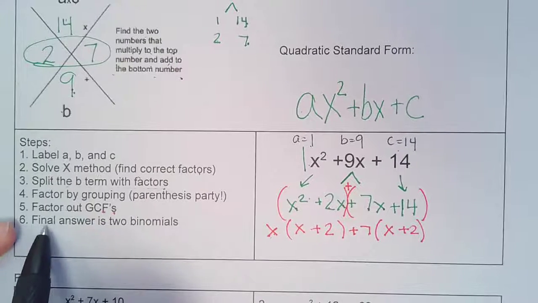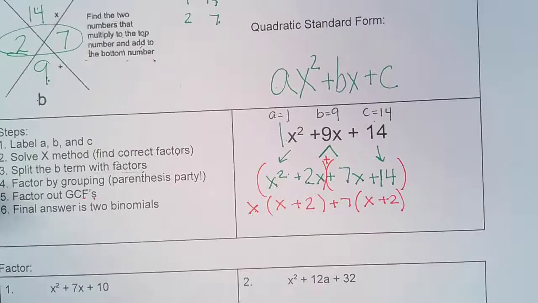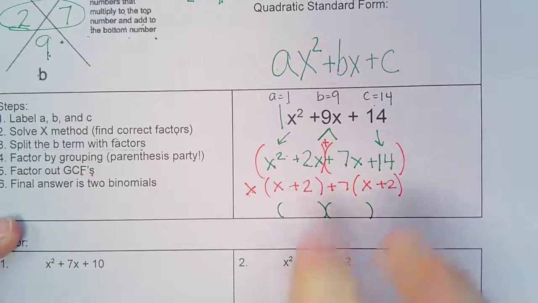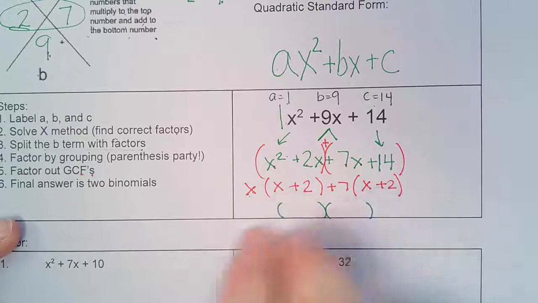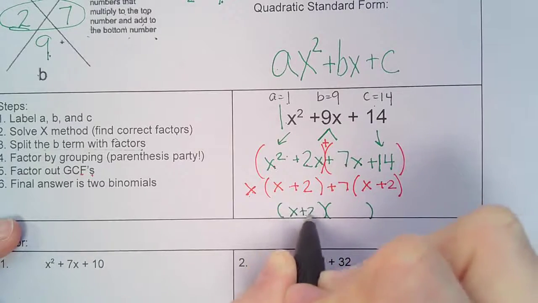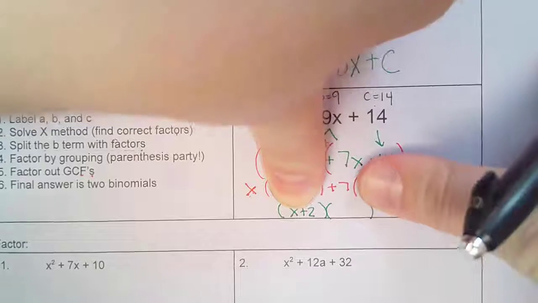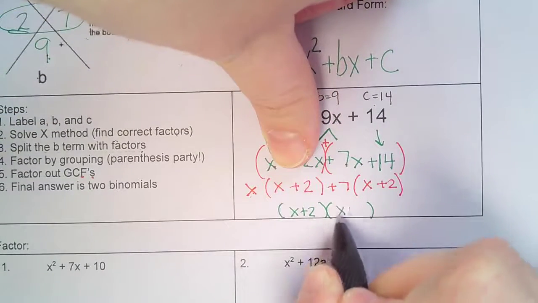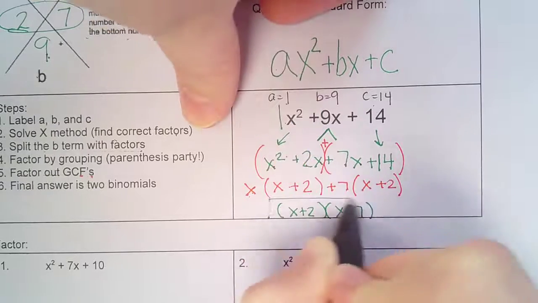Step 6, final answer is 2 binomials. So my final answer is going to be 2 binomials multiplied together. After I factor out the matching piece, the x plus 2, all I'm left with there is the x plus 7. This is my final answer.